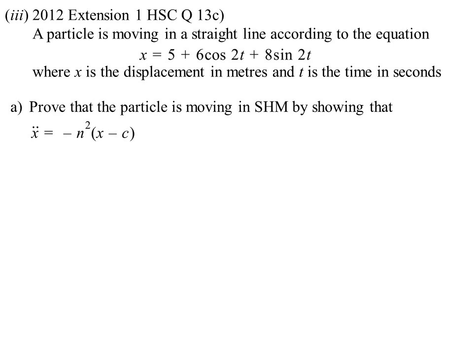But they've also given me the hint by showing that acceleration is minus n squared outside of x minus c. So when you have to show simple harmonic motion, minus n squared x, sure. But if you've got some shift happening, that's fine as well. X minus something. Okay, so let's look at this 6 cos 2t plus 8 sine 2t.